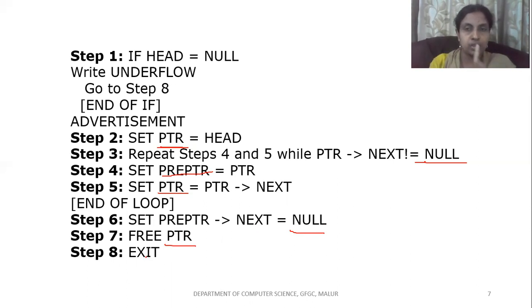What you need to do is have a current pointer, move the current pointer till the last node where you find the address part of the current pointer to be null. With that node, identify the previous node, and the address part of the previous node you need to make null. That's all.